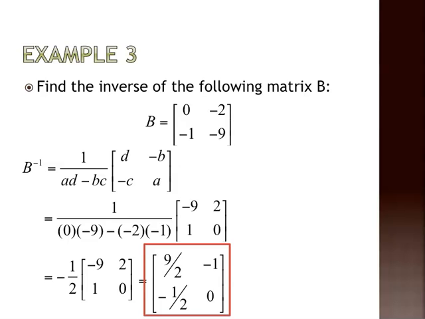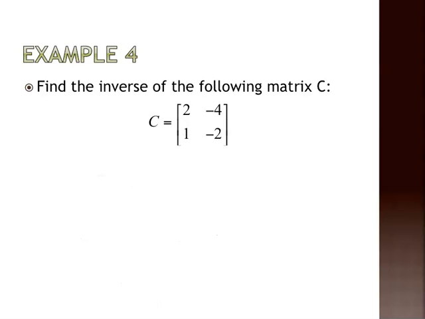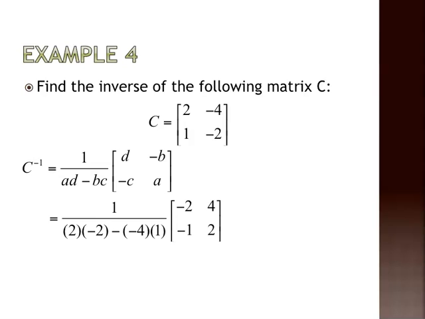All right, one last example. We have this matrix C, 2, -4, 1, -2. We'll do the same thing as before. We'll find the inverse. So A times D, so 2 times -2, minus -4 times 1. And then we swap A and D. So we have -2 and 2 swapped. And then the -4 and +1 become the opposite. So +4, -1.